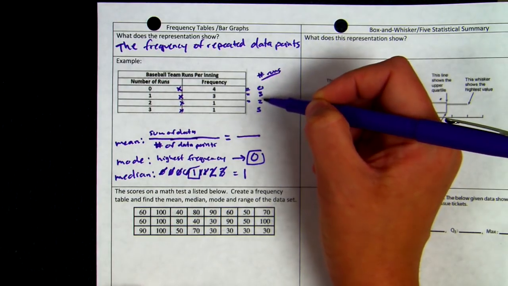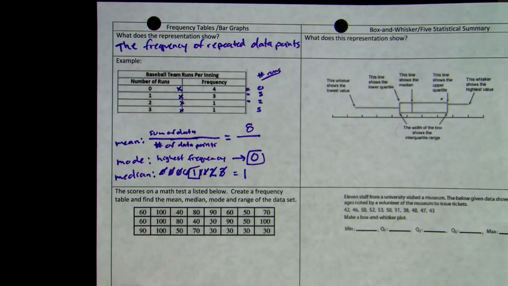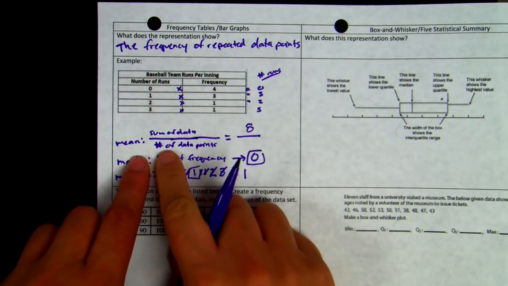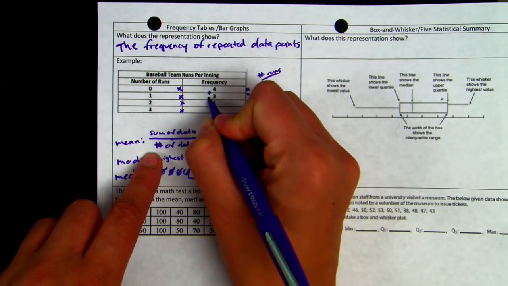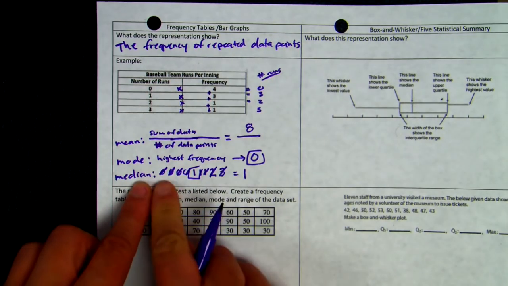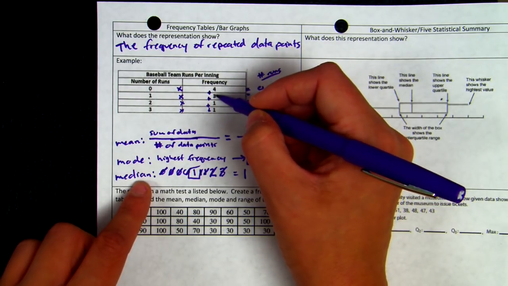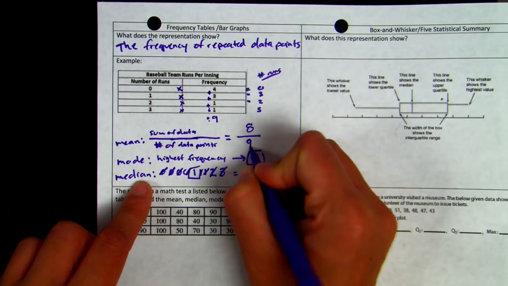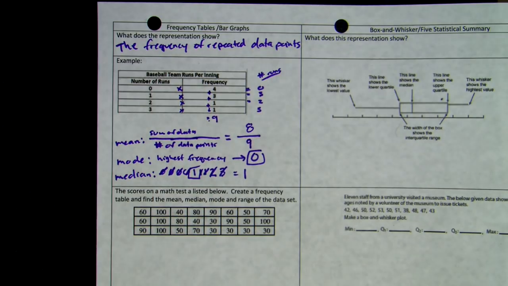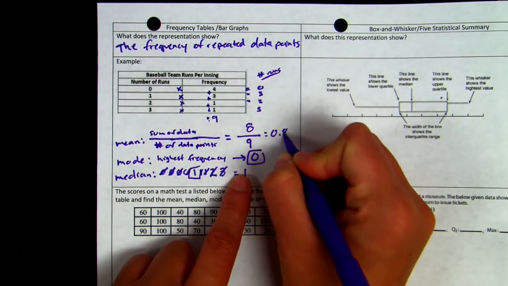Okay, so I'm going to add these up. 3 plus 2 plus 3, 6, 7, 8 goes in the top of my fraction. Now, frequency, number of data points. Well, number of data points I'm going to get by adding all of my frequencies together, right? Just like I listed them out here. 4 plus 3 plus 1 plus 1, 4 plus 3, 7, 8, 9. So I have a total of 9 data points. So 8 divided by 9 is going to give me my mean. 8 divided by 9 is, we can round that to 0.89.